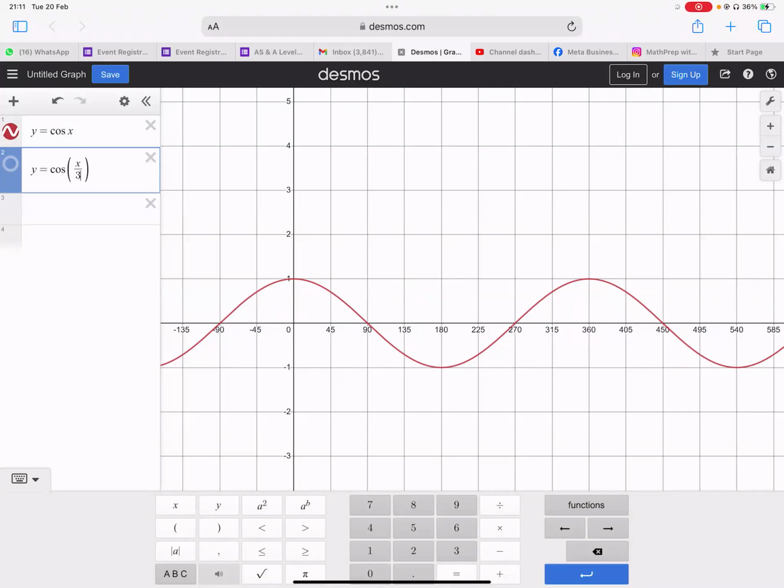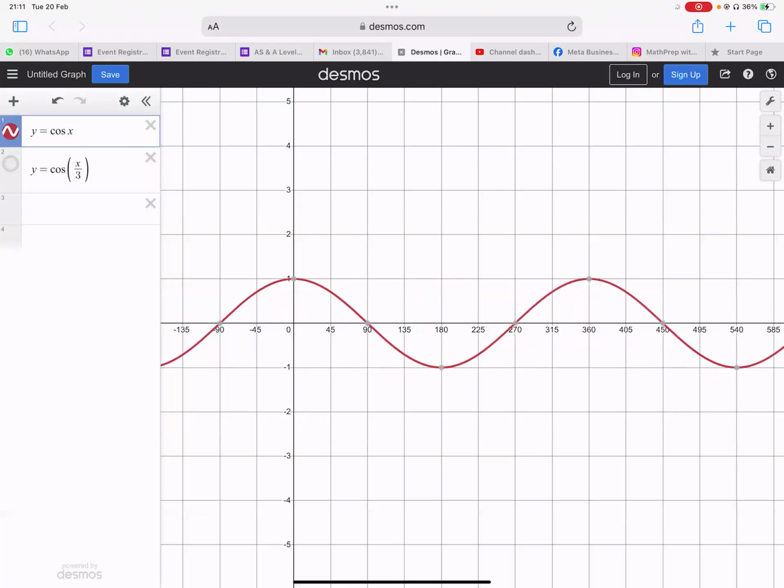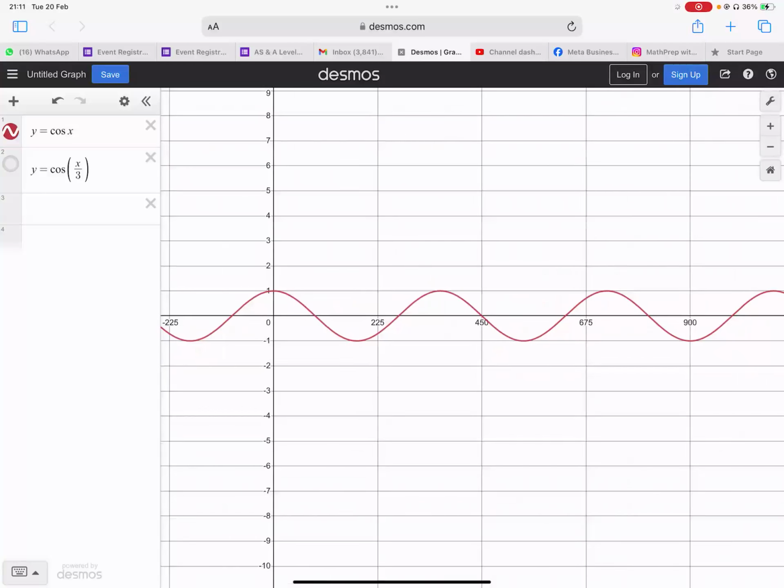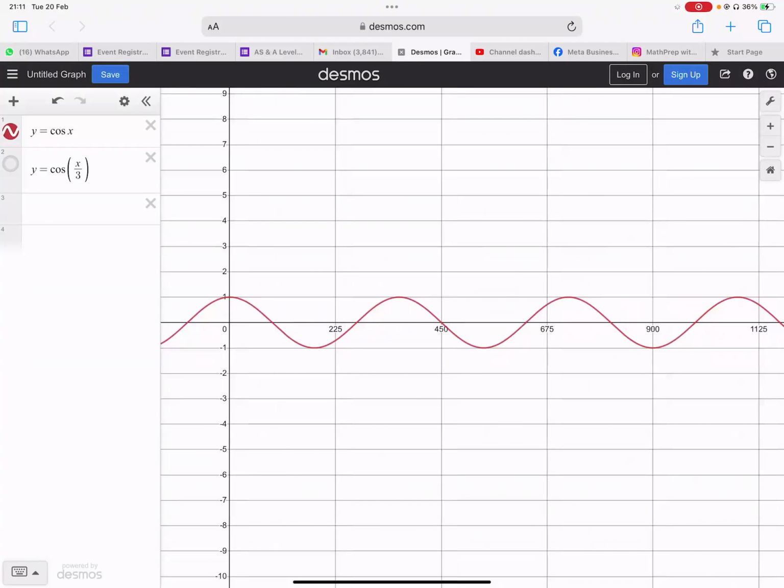What would the change look like? It's going to be multiplied 3 times. The period, which is 360 right now, will become multiplied by 3. 360 times 3, that's 1080. The graph is going to complete one cycle in 1080 units. Let's see that.